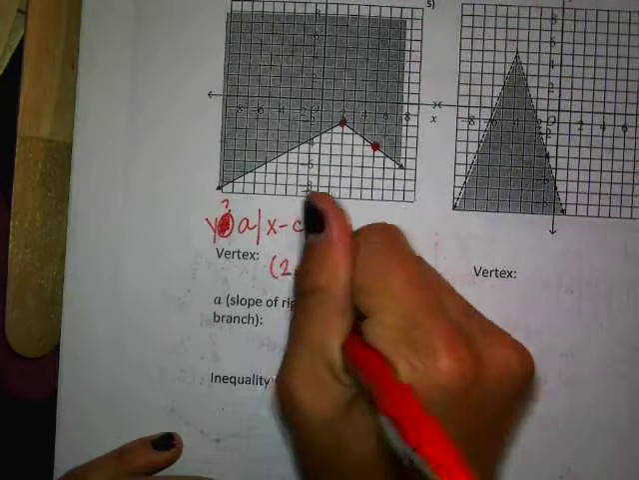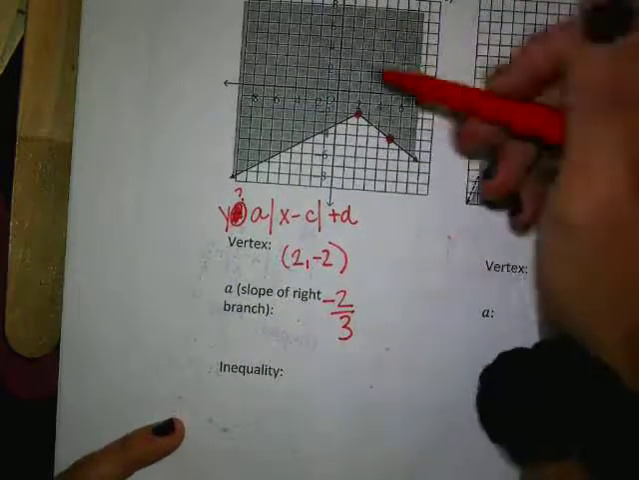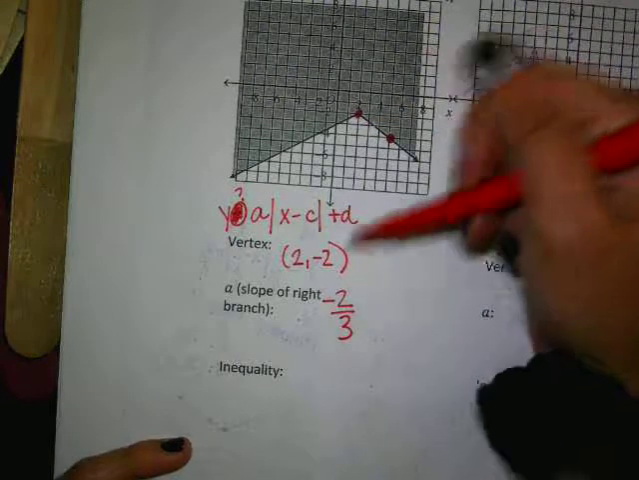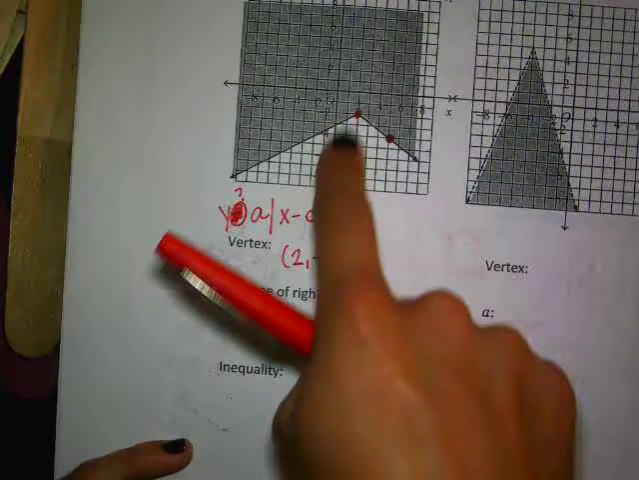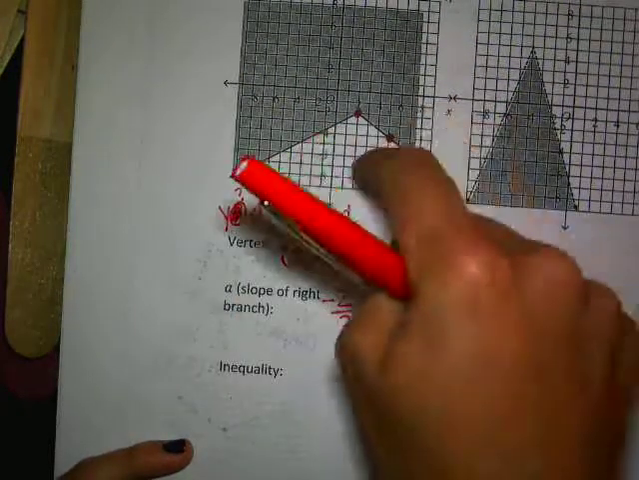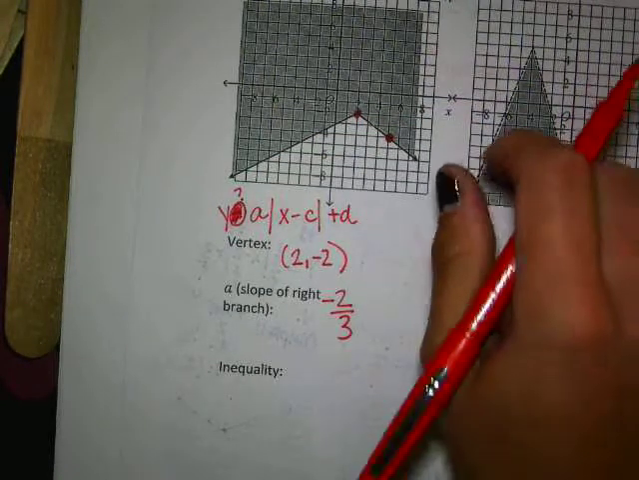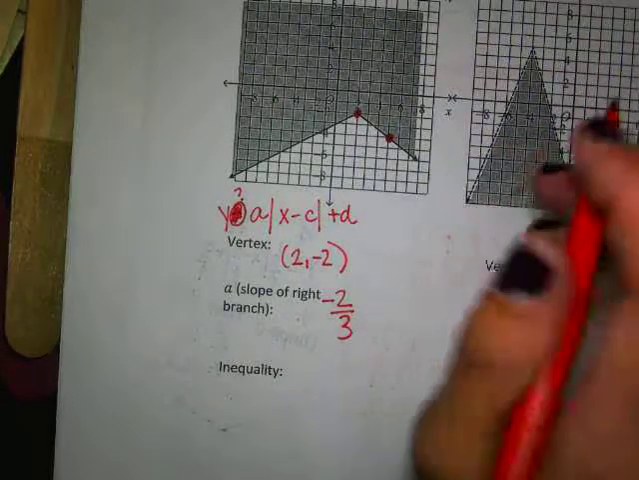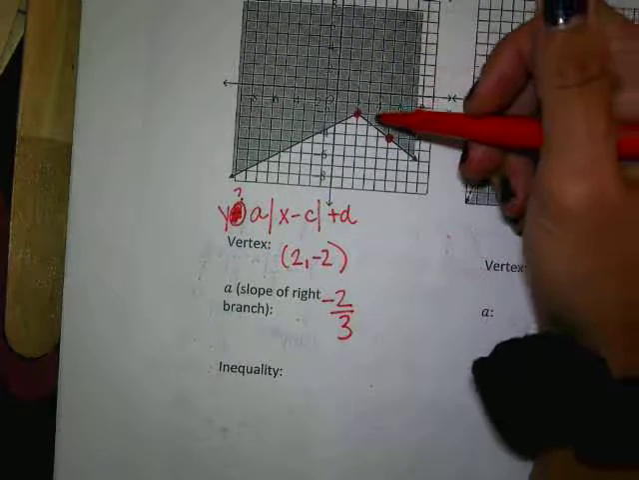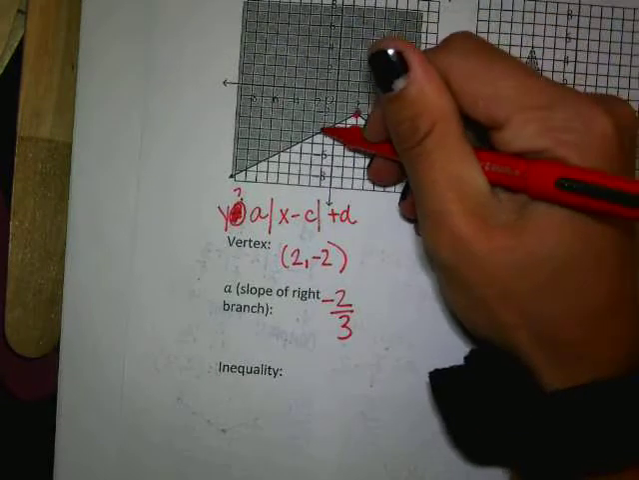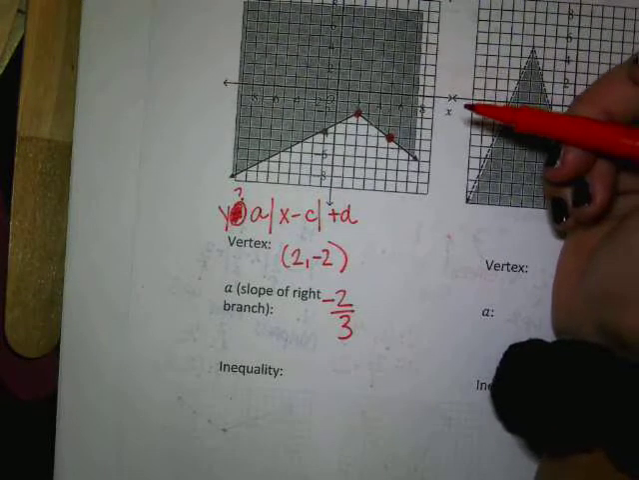Very good. -2/3. Wait, why is it a negative? Because it's going down. If you go down 2 and over 3, it doesn't matter which one has the negative. I just did my best with the graph, trying to match it up. It gets kind of close. So it has to be -2/3.